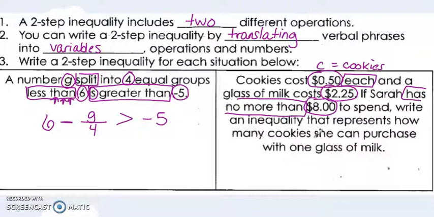So we want to know how much she can purchase altogether with 1 glass of milk. Each means multiplication. I will take the cost of 1 cookie and multiply it by all of the cookies that we are getting. She is buying 1 glass of milk, so we are going to add to that the cost of 1 glass of milk. And she has no more than, that means she has less than or equal to $8 to spend.